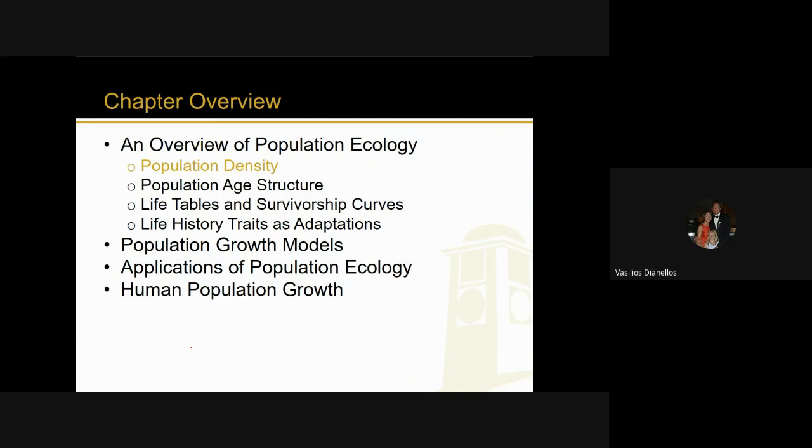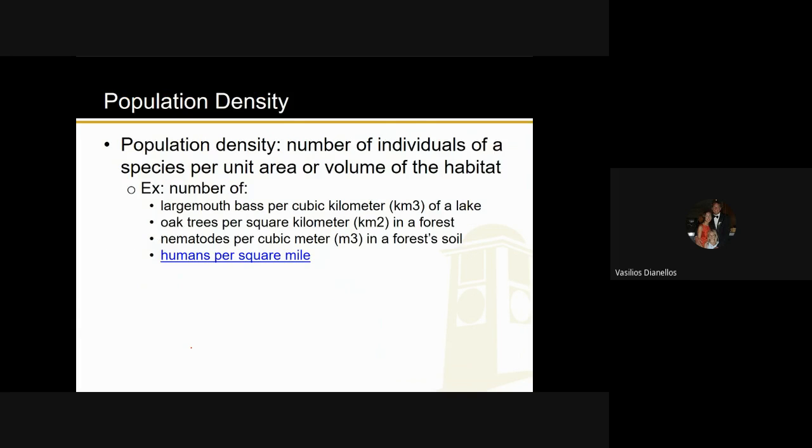So let's talk about population density first. It's a pretty simple concept. Population density is the number of individuals of a species per unit area or volume of the habitat. Per unit area, I think, is what most of us are used to hearing, because again, when you're talking about humans, you would talk about square feet, right? So there's this many humans per square feet in West Virginia, whatever it may be.